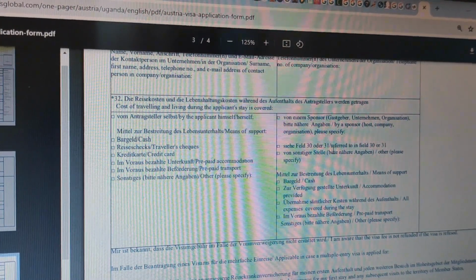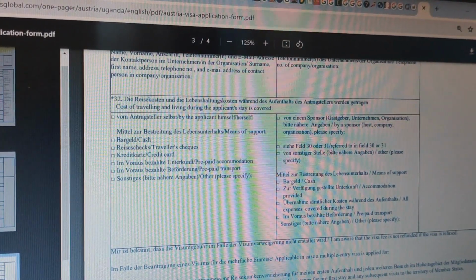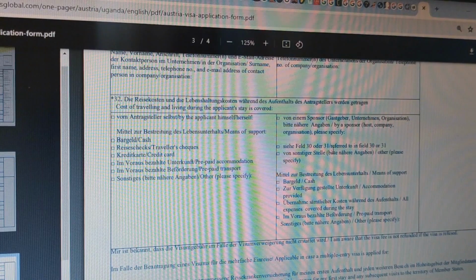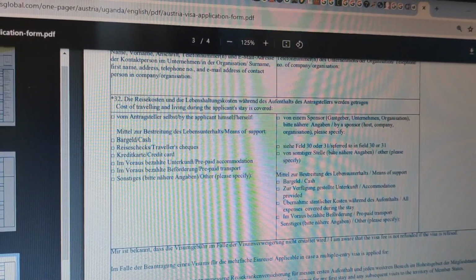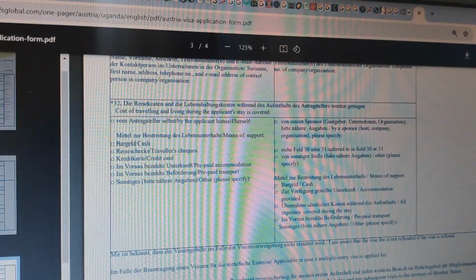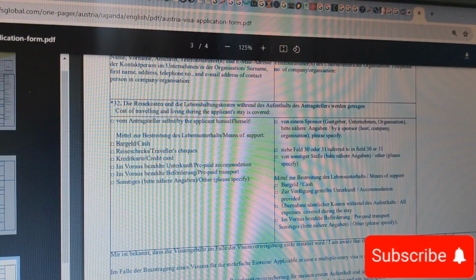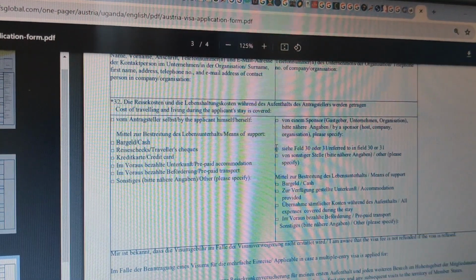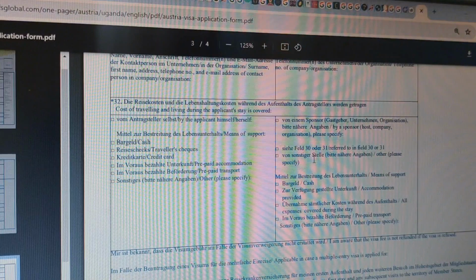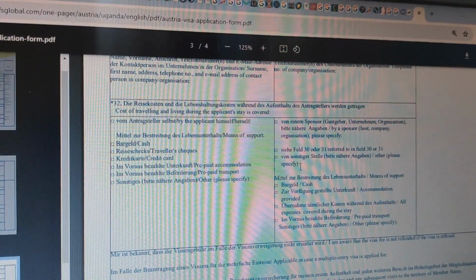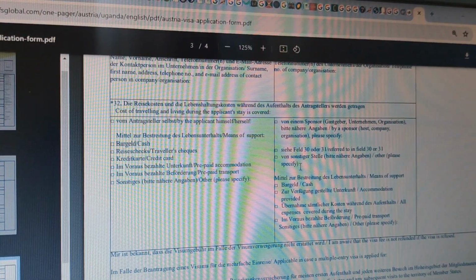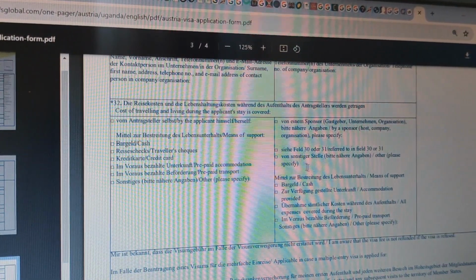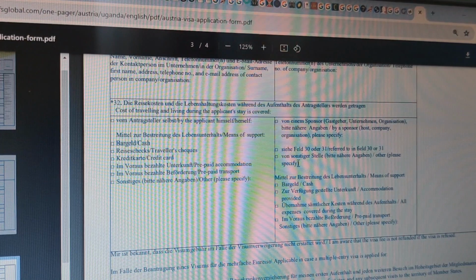So if somebody filled in that a company was inviting them, because remember, field 30 and 31, it's either an individual inviting you or a company. If the person is the one that is sponsoring you, you tick the box of field 30 or 31. If the person is different, then you write the person's name here. You specify who the person is.